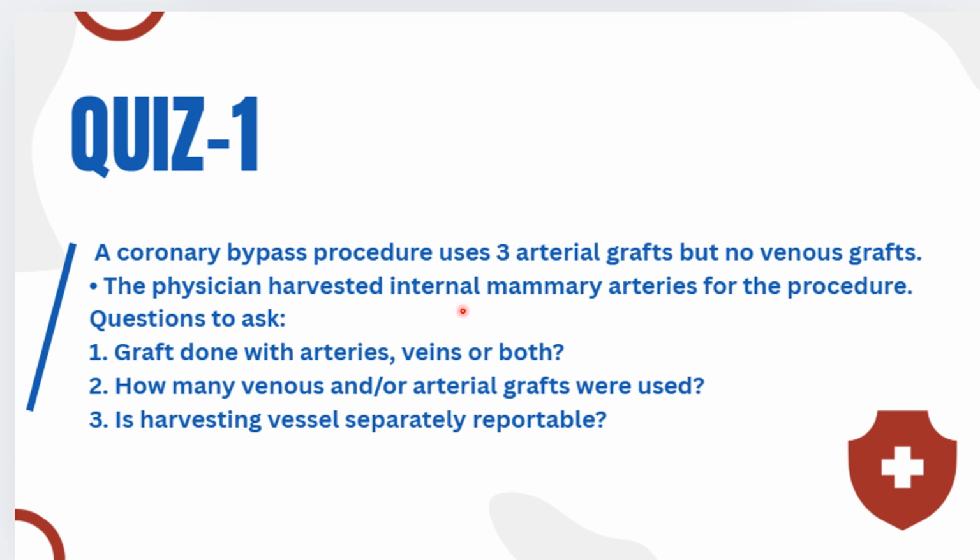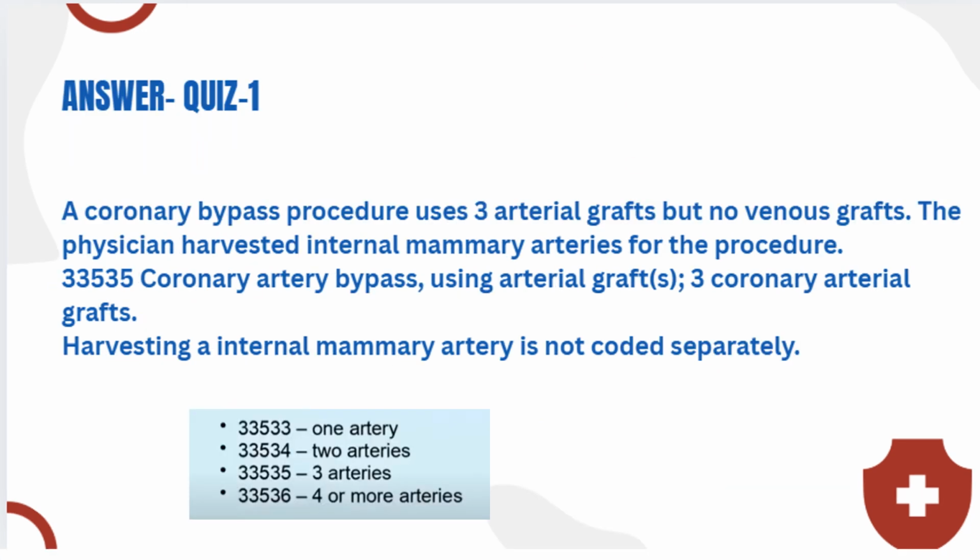In our case, it is the internal mammary artery. And if you remember, internal mammary artery harvesting, we do not code it separately, because, as I mentioned, we have already cut open the chest for the CABG, and the internal mammary artery is within that area, so the surgeon is not doing any additional work. So let us see the answer. My answer is 33533, coronary artery bypass using arterial graft, 3 coronary arterial grafts.